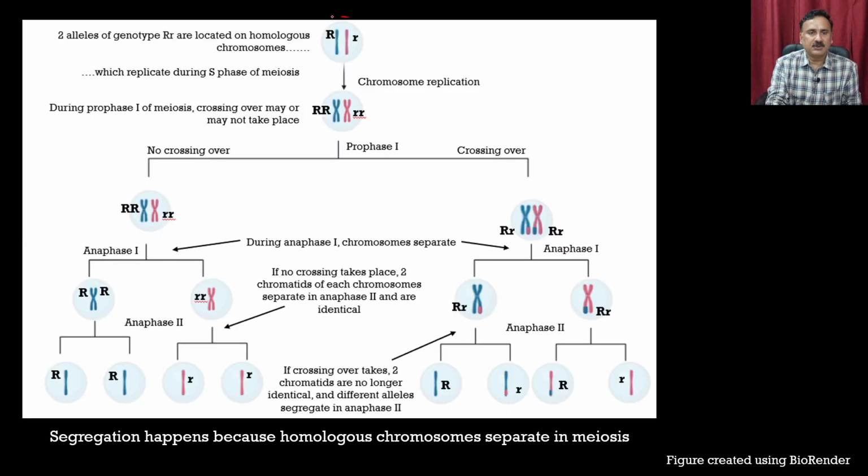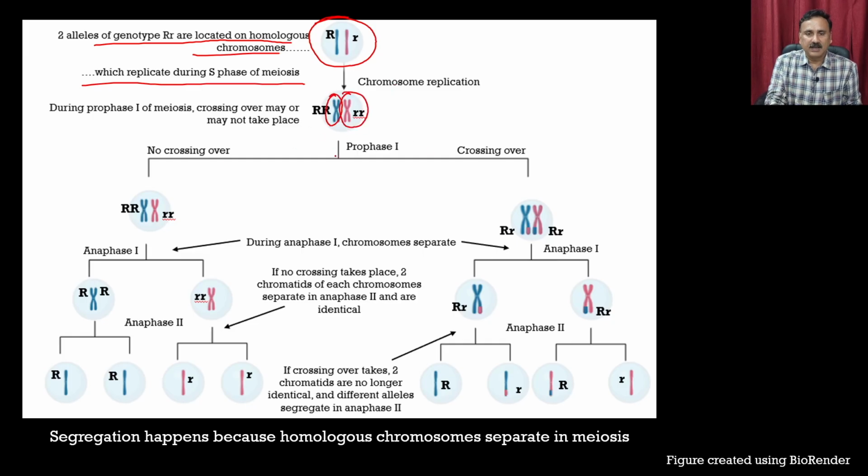So you are going to have the heterozygous chromosome, right? If two different alleles are present, it is called heterozygous. If the same type of alleles are present, it is called homozygous. Then in the S phase it is going to replicate, so you are going to have RR and small rr, right?